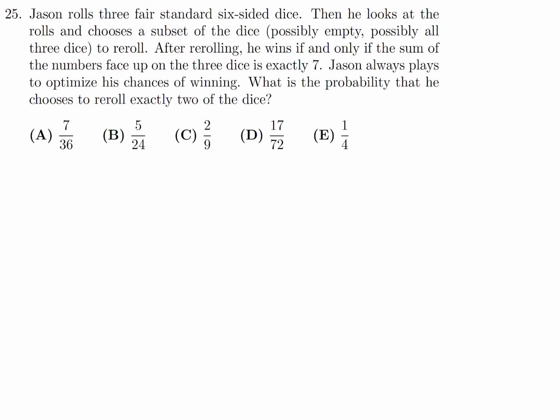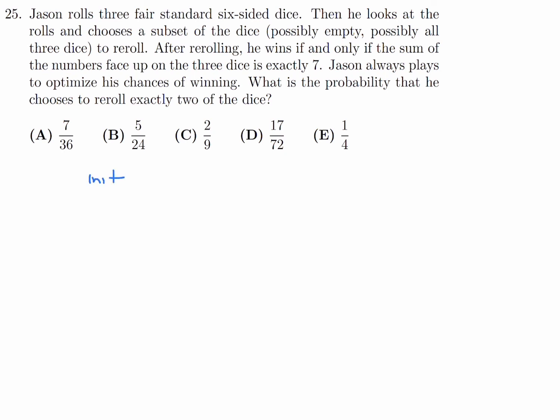Jason rolls 3 fair standard 6-sided dice. Then he looks at the rolls and chooses a subset of the dice, possibly empty, possibly all 3 dice, to re-roll. After re-rolling, he wins if and only if the sum of the numbers face up on the 3 dice is exactly 7. Jason always plays to optimize his chances of winning. What is the probability that he chooses to re-roll exactly 2 of the dice?